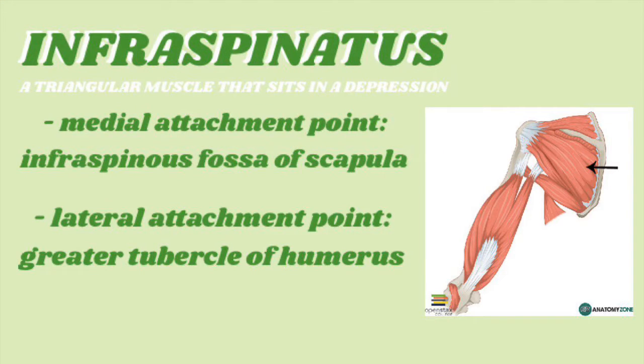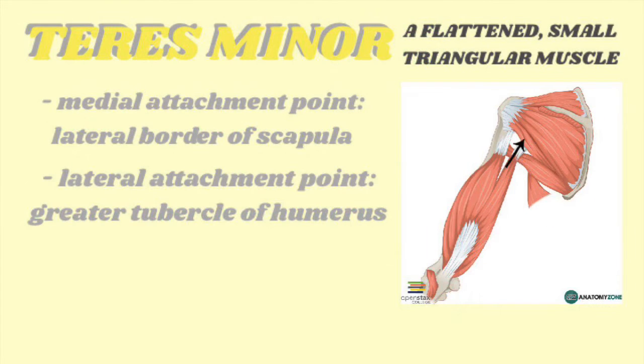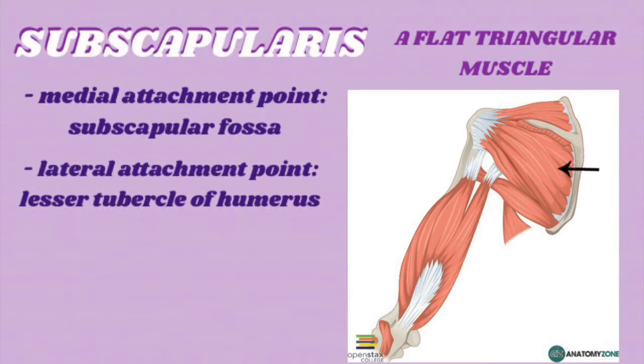The second muscle is called the infraspinatus, which is a triangular muscle that sits in a depression. It has a medial attachment point on the infraspinous fossa of the scapula and a lateral attachment point on the greater tubercle of the humerus. The third muscle is called the teres minor, which is a flattened small triangular muscle with a medial attachment point on the lateral border of the scapula and a lateral attachment point on the greater tubercle of the humerus.